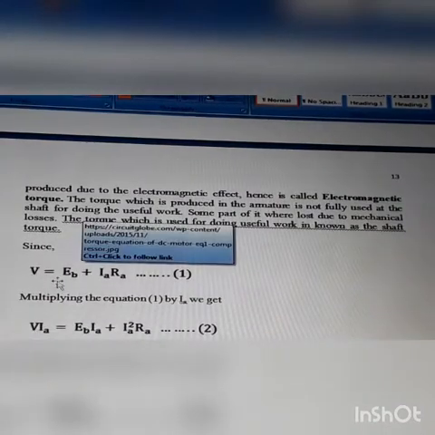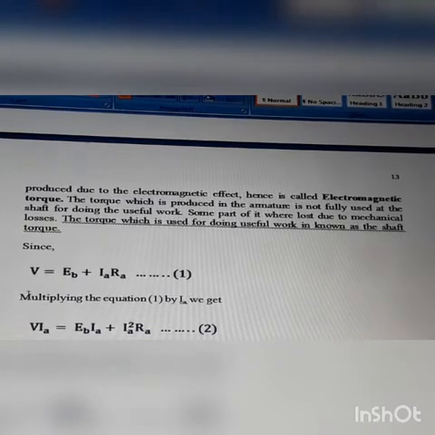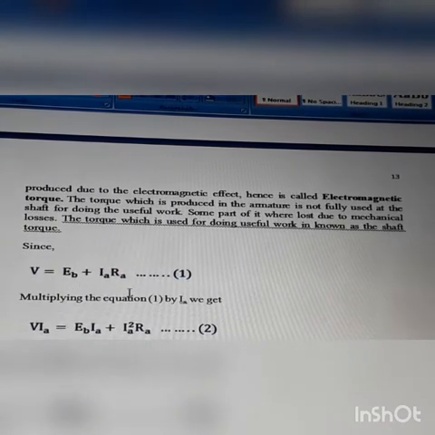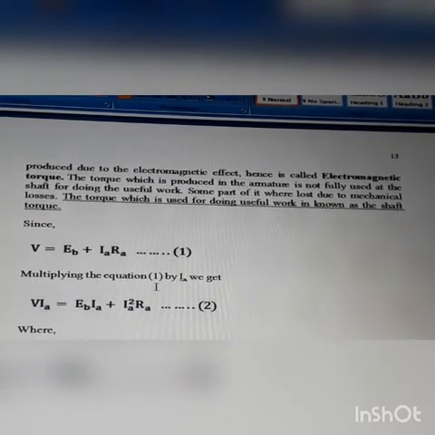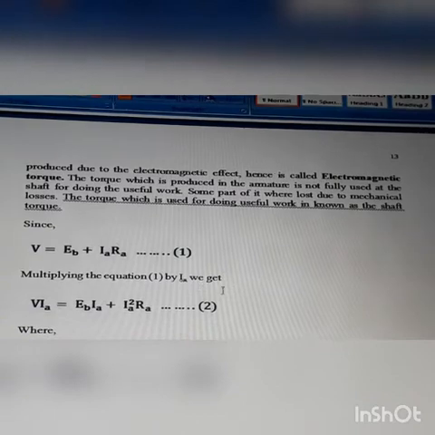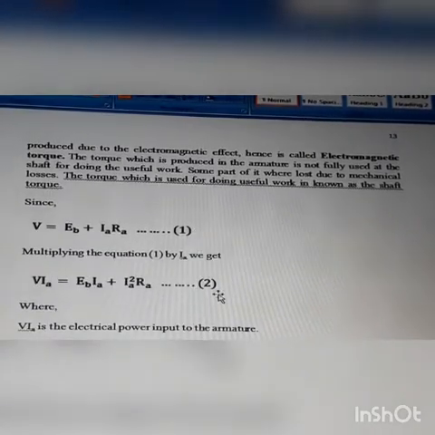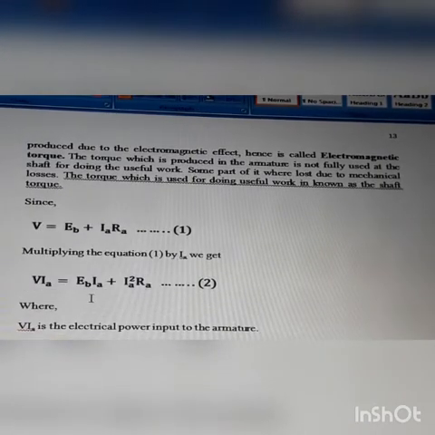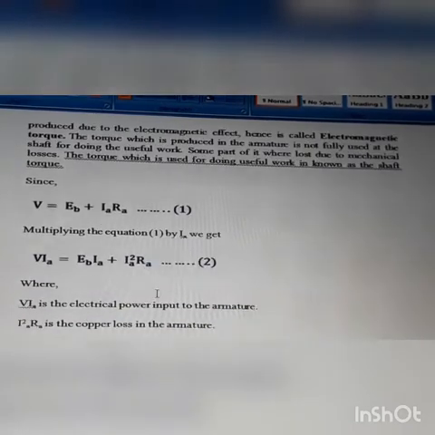As you all know, the equation of DC motor is given by V = EB + IA RA. Multiplying this equation 1 by IA on both sides, the above equation becomes equation 2: VIA = EBIA + IA² RA.